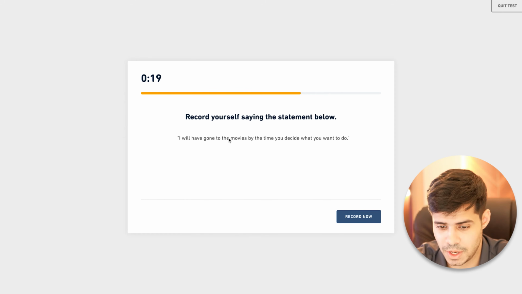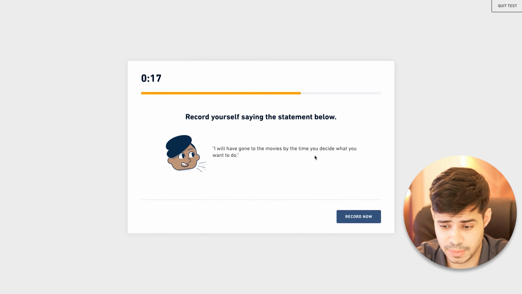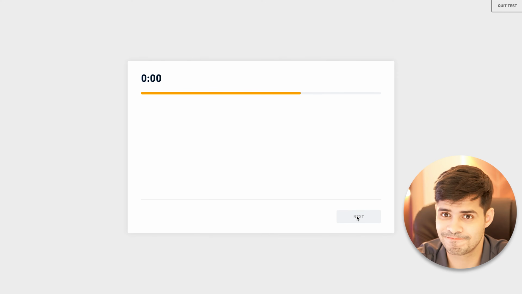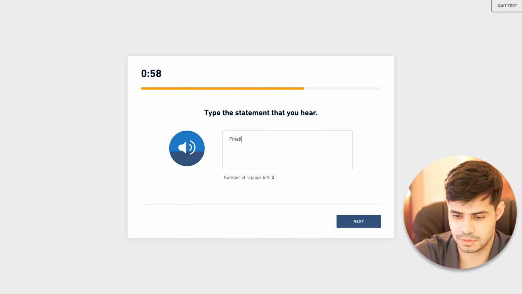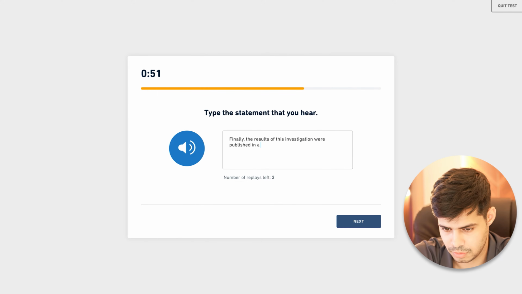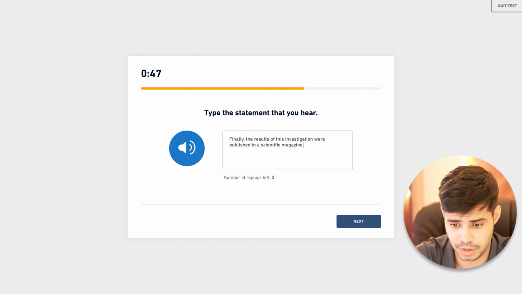Let's move on. Okay, I will have gone to the movies by the time you decide what you want to do. Finally, the results of this investigation were published in a scientific magazine. Magazine. Okay, let's try again.